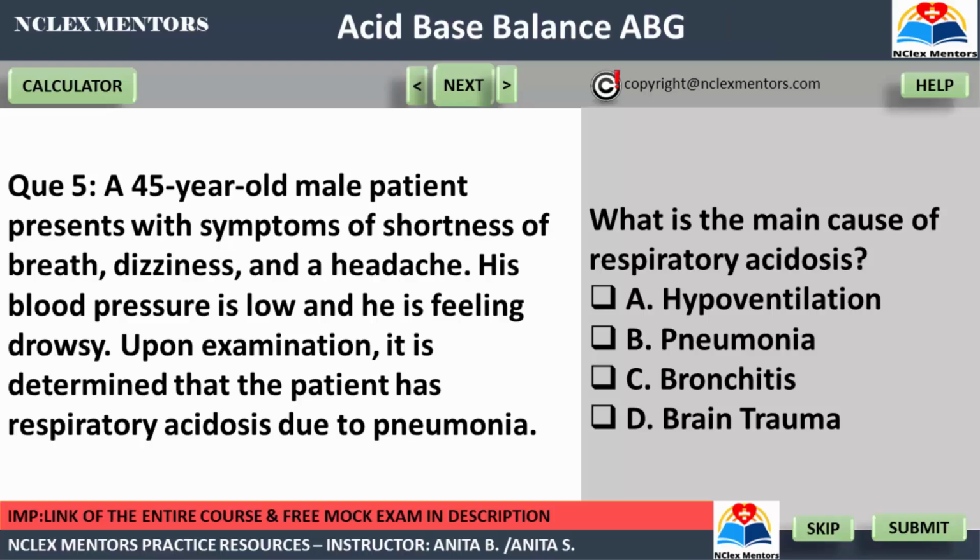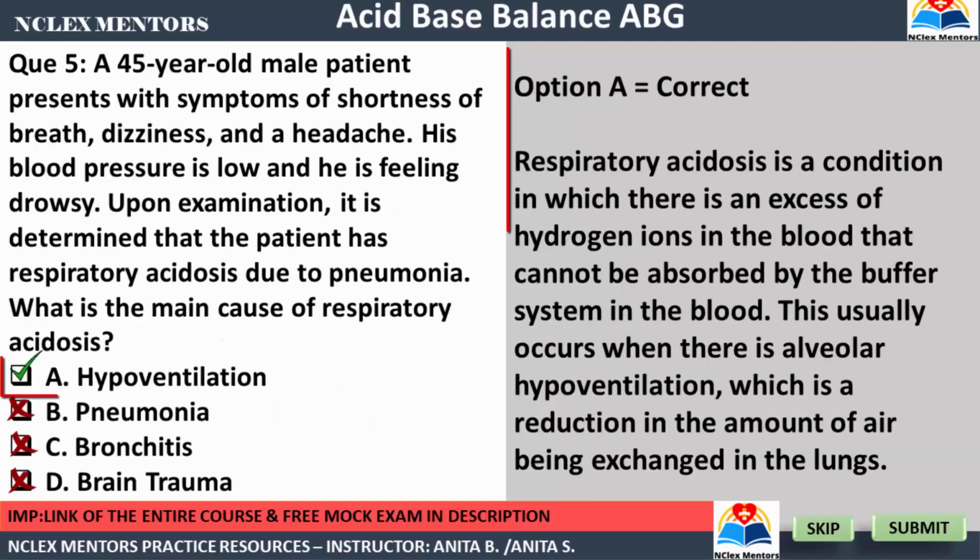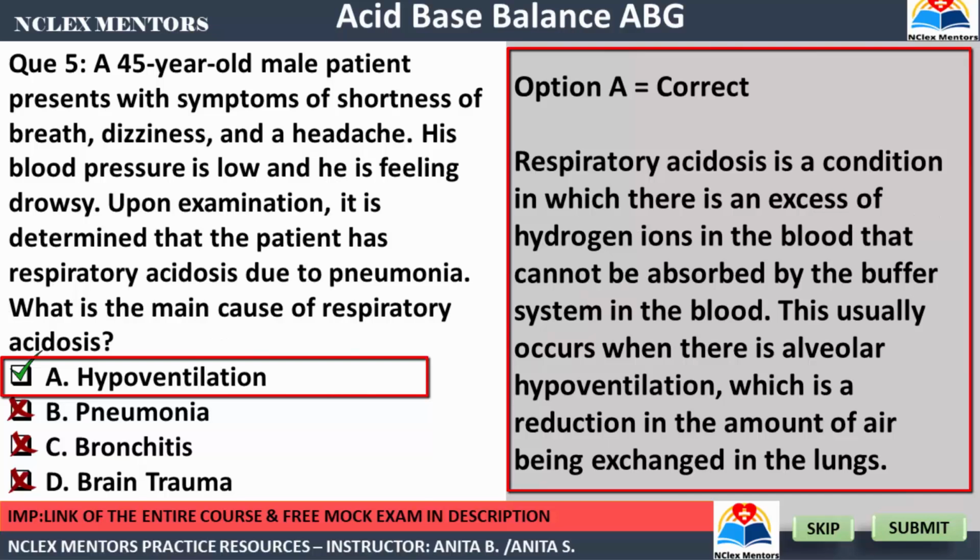All right, time's up. Let me reveal the right answer to you. The right answer is option A, hypoventilation. The main cause of respiratory acidosis is hypoventilation, which occurs when the lungs do not exchange enough carbon dioxide with the environment. In this case, the patient's symptoms and examination results suggest that the cause of the respiratory acidosis is pneumonia, but pneumonia is not the main cause of the condition.